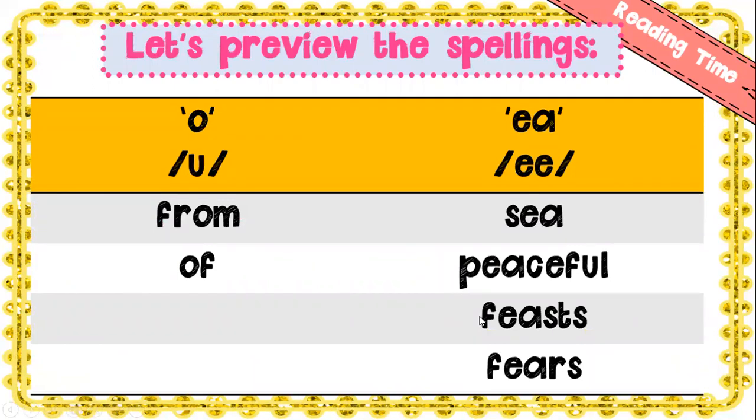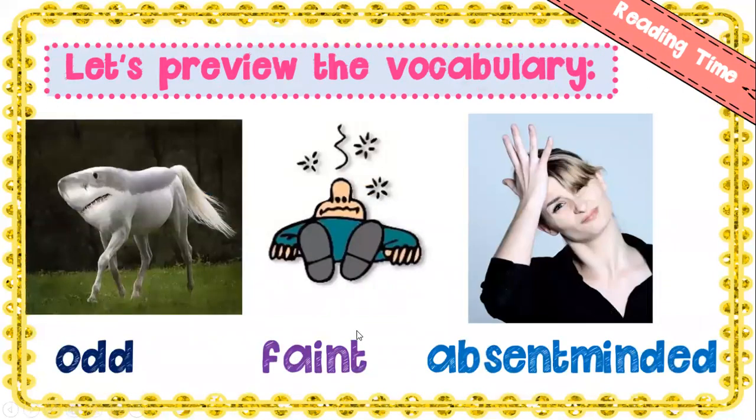Now, before we read, let's read some of these words to kind of refresh our memory on these sounds. The sound, we have from and of. Now, in your E column with EA, see, peaceful, feasts, and fears. Some vocabulary words that you will read in the story. You've got odd. Odd means different. Like this is a shark with horse legs. Definitely not the normal. Odd is the opposite of normal. Even odd numbers, they don't have a partner. They don't have an equal group. Faint. If you faint, you may pass out, see stars. Absent-minded, you're a little bit on the forgetful side.